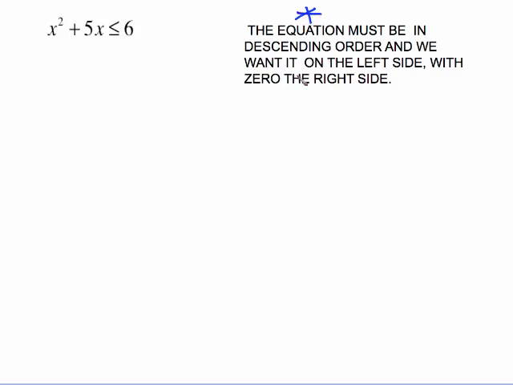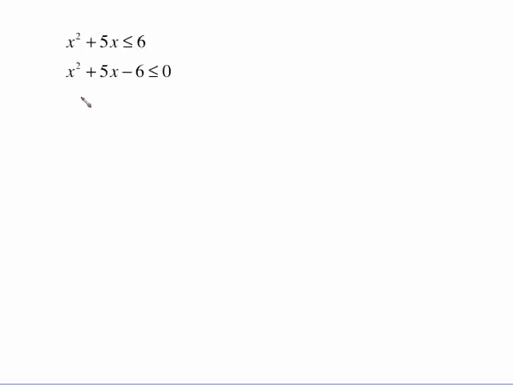The equation must be in descending order, and we want it to be on the left side, and we want 0 to be on the right side. So this is not in the right form. Very easy to get it in the right form. All we need to do is subtract 6 from both sides, which just moves 6 to the other side. So there's my inequality, which fits the criteria of my inequalities on the left side in descending order, and we have 0 on the right side.